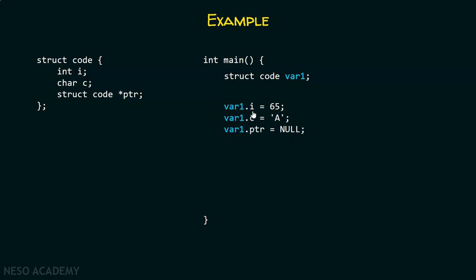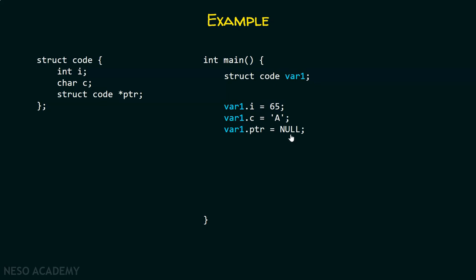First, it is accessing this variable i and initializing it with this value, that is 65. After that, it is accessing this member c and initializing it with the character 'a'. And then it is accessing this pointer ptr and initializing this pointer with NULL. Initially, this is the case. Variable var1 is accessing this pointer ptr, which is a pointer to struct code itself, but at the end of the day, it is a pointer. It contains an address, right? Initially, it is containing NULL.